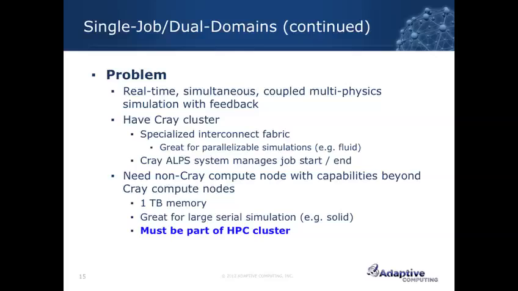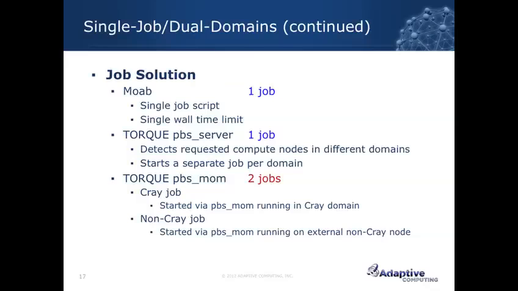You have the compute nodes that are on the Cray network, and then you have the external non-Cray compute nodes outside of the network. What we've done through our product suite is allow a user to submit a single job with a single script, with a single wall time. It gets sent to the PBS server. It detects that it's requesting the job in different domains, separates the jobs into the different domains, and then sends the two jobs to the disparate moms.